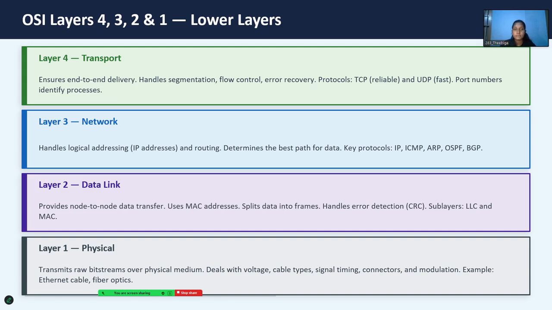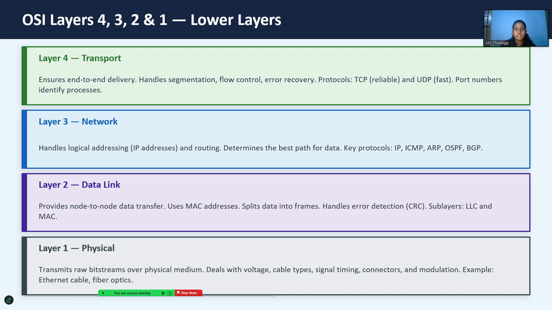Layer 2, the data link layer, handles node-to-node communication, meaning device to device on the same logical network. It uses MAC addresses and organizes data into frames. It splits into two sublayers. LLC handles error checking and flow control, while MAC controls how devices access the shared medium.